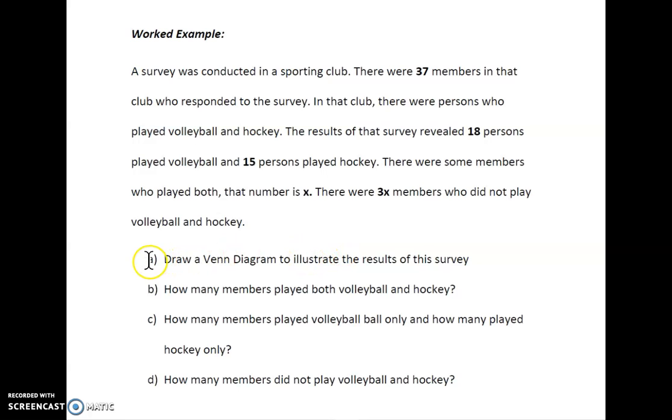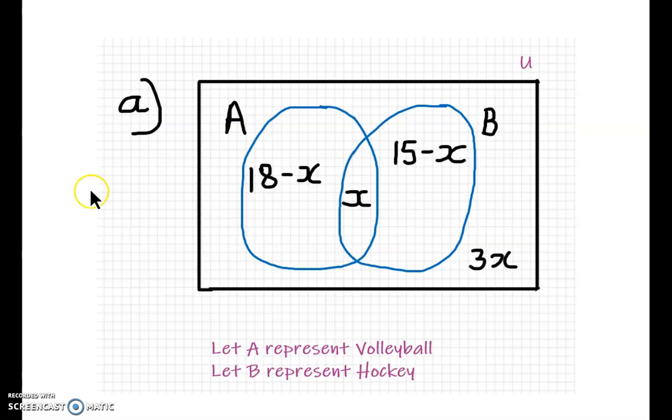Alright, so part A, you're required to draw a Venn diagram to illustrate the results of this survey. Part B, how many members played both volleyball and hockey. Part C, how many members played volleyball only, meaning as the only sport, and how many played hockey only, as the only sport of recreation. Part D, how many members did not play volleyball or hockey. Alright, so let's get to the Venn diagram.